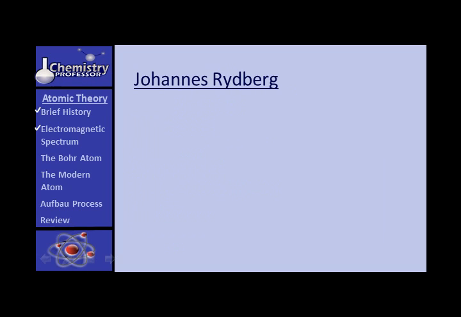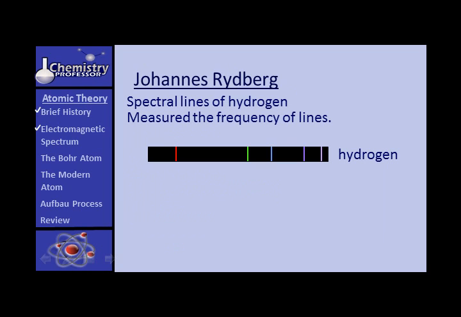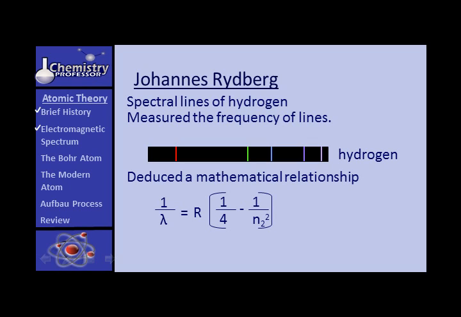Let's look at Johannes Rydberg's work for a moment. He was studying particularly the spectral lines of hydrogen. Now, you've seen that spectrum. But what he was doing was measuring the frequency of the hydrogen lines in the visible spectrum. He was looking at these individual lines and measuring their frequency. He deduced a general mathematical relationship describing these lines. It was called an empirical observation. He offered no theoretical explanation for it. He just simply noted the relationship that existed.